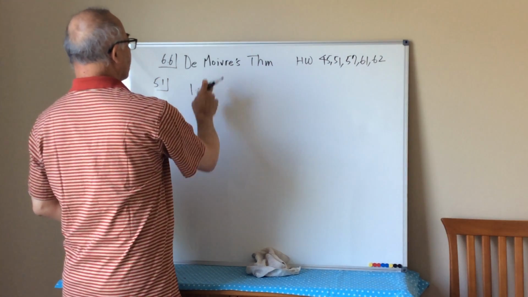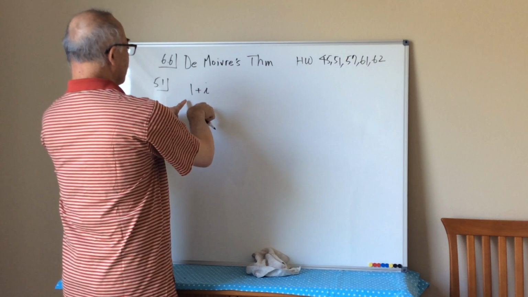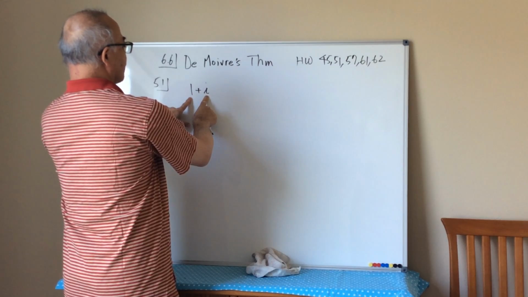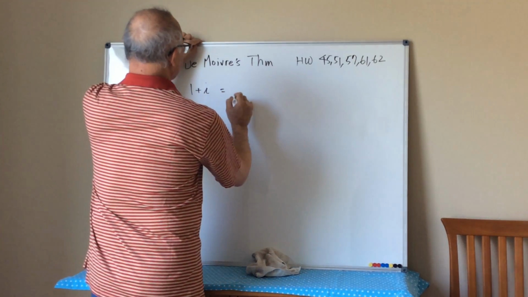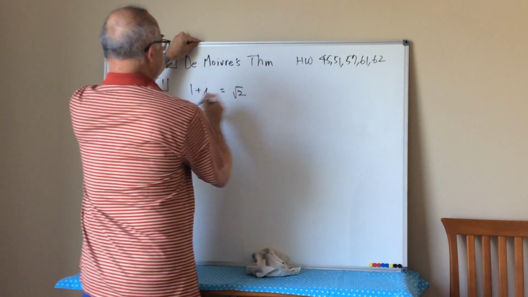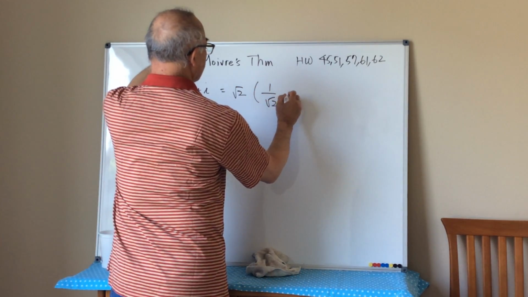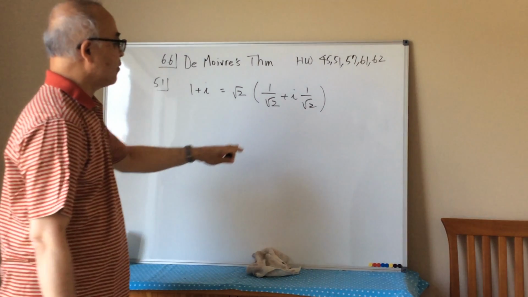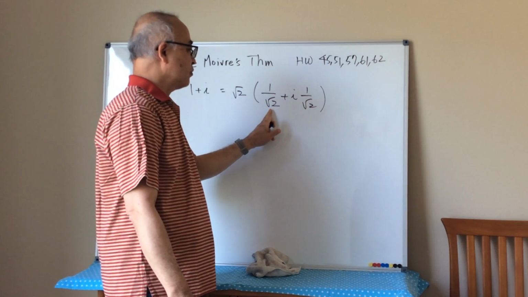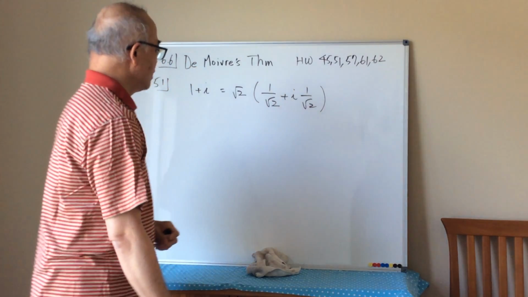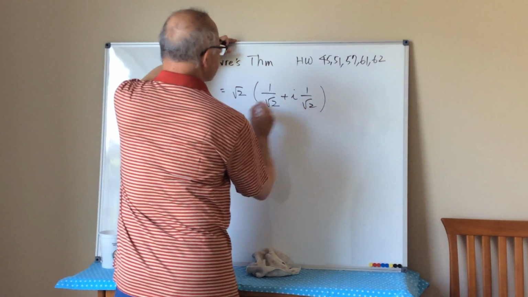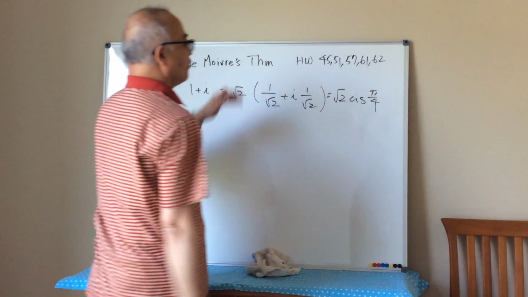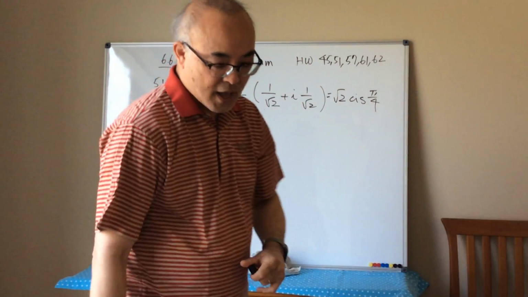If you take the magnitude of this, the modulus would be the square root of 1 squared plus 1 squared, so it would be the square root of 2. And to get the 1, we would have 1 over square root of 2, plus i times 1 over root 2. So we have to find the angle where the cosine value is 1 over root 2 and the sine value is 1 over root 2. That would be pi over 4. So this is going to be root 2 cis pi over 4.